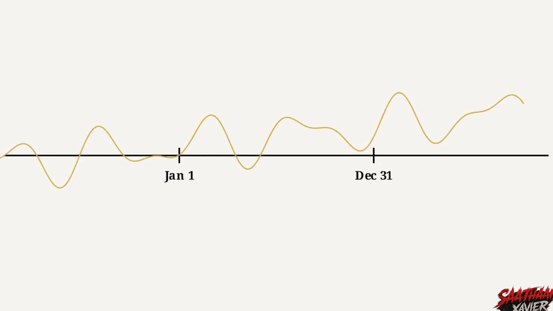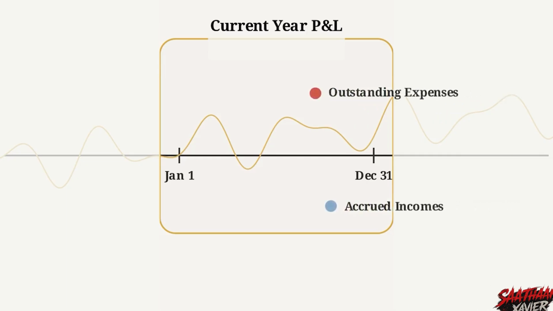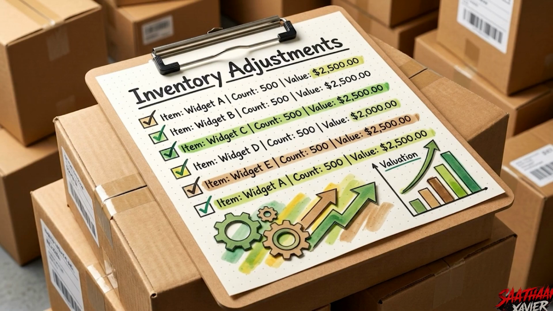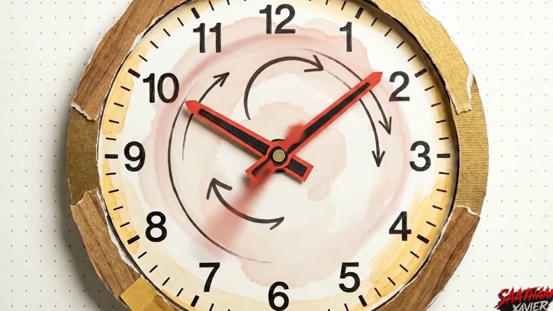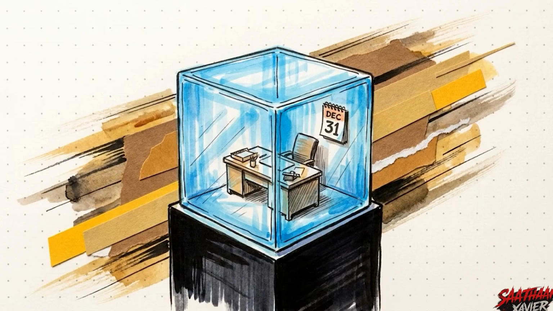Operations don't neatly stop on December 31st. Using the matching principle, we isolate finances into a strict 12-month window. We pull outstanding expenses and accrued incomes backward into the current year's P&L. Conversely, prepaid expenses and advance incomes are pushed forward into the future. We also adjust opening inventory, direct expenses, and closing stock, ensuring only the materials actually consumed during the year hit the expense account. And crucially, all of these specific time freeze adjustments are completely reversed at the start of the next year. By artificially freezing time, these entries ensure the final profit accurately reflects only the effort, income, and expenses of that specific 12-month period.